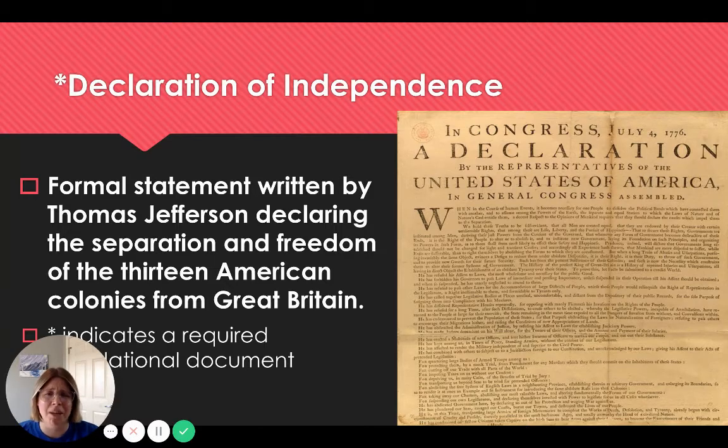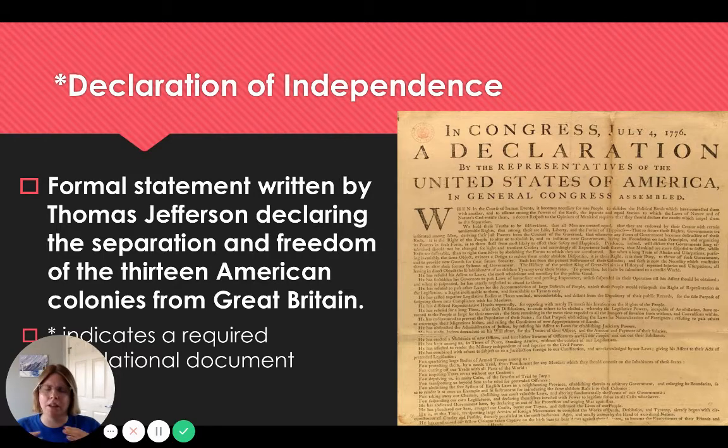So what is the Declaration of Independence? It's a formal statement written by Thomas Jefferson. It basically declares the freedom and the separation of the 13 colonies, the American colonies, from Great Britain. So just a little review on history. Originally, the 13 colonies were controlled and under the authority of Great Britain. But they didn't really like that, and they really felt that they were being abused. They weren't being represented in Congress. So Thomas Jefferson wrote a formal statement of separation.